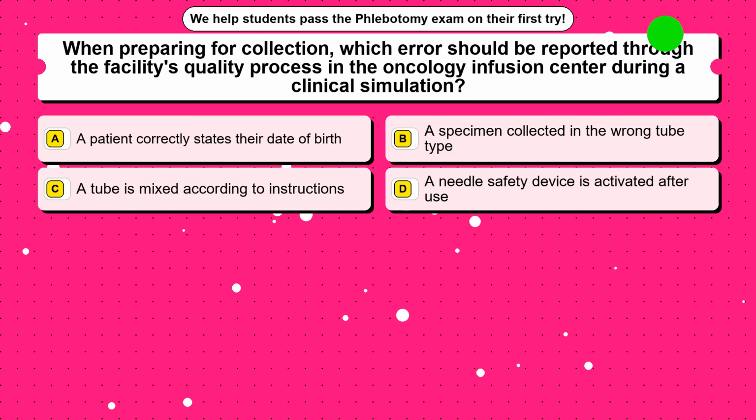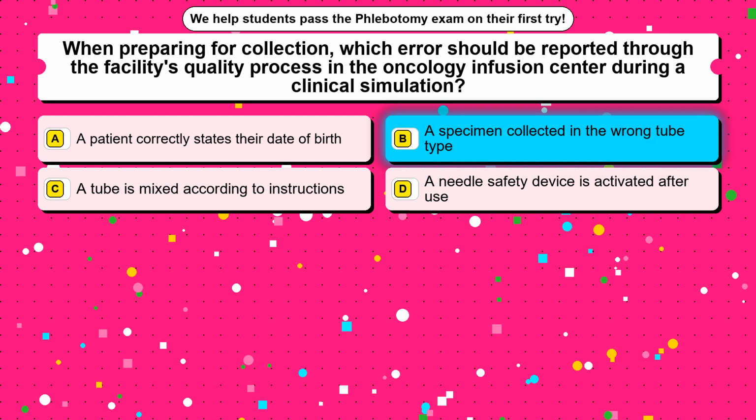Question 77. When preparing for collection, which error should be reported through the facility's quality process in the Oncology Infusion Center during a clinical simulation? Option A. A patient correctly states their date of birth. Option B. A specimen collected in the wrong tube type. Option C. A tube is mixed according to instructions. Option D. A needle safety device is activated after use. The correct answer is option B.